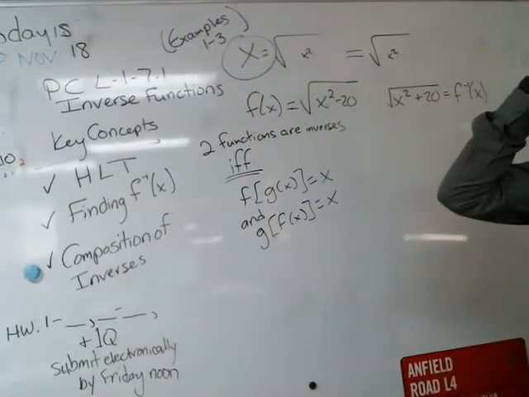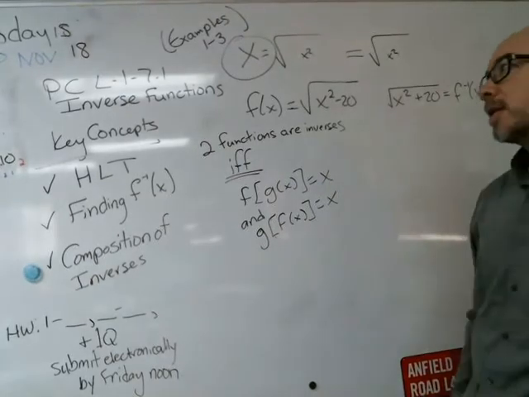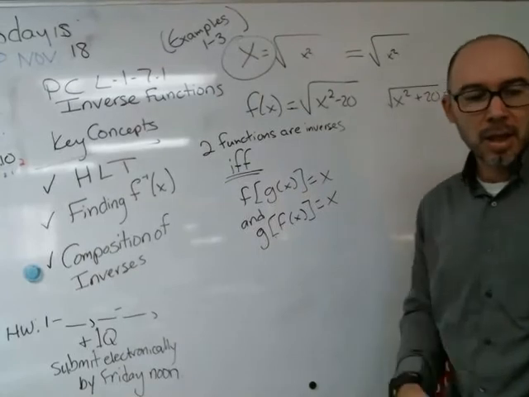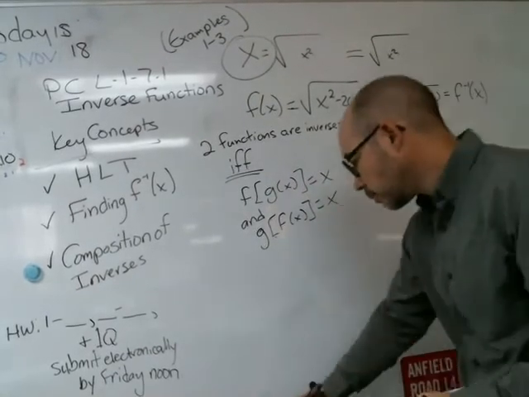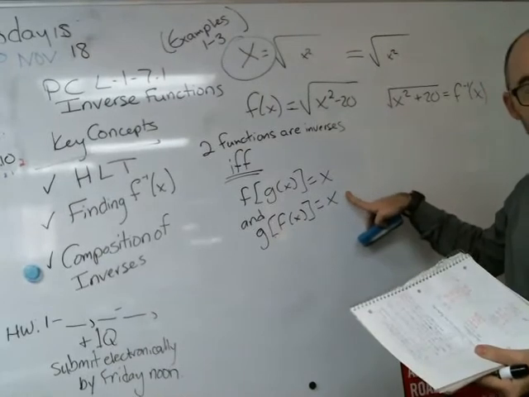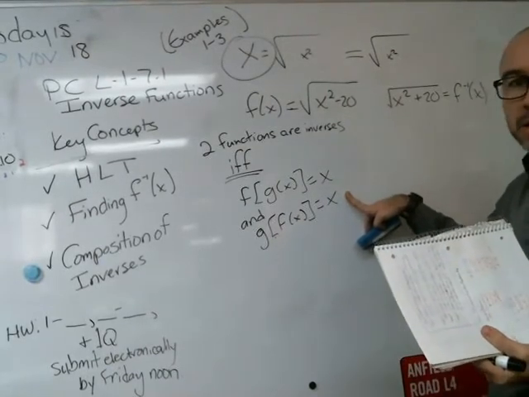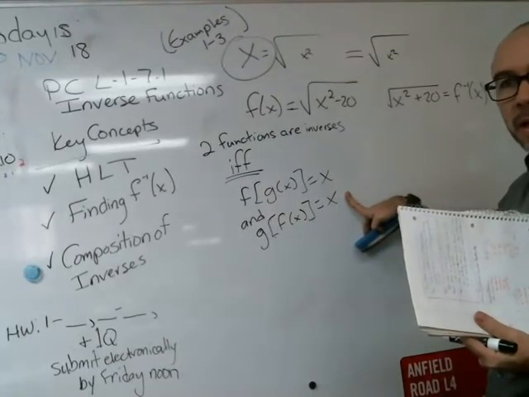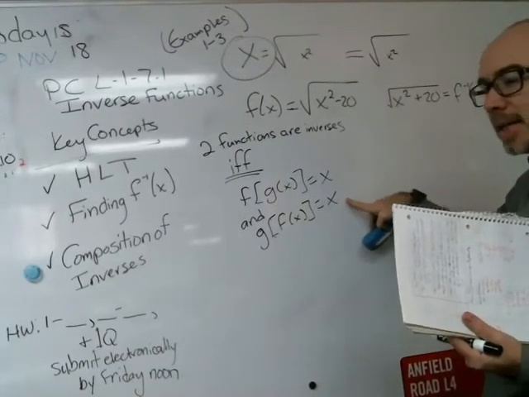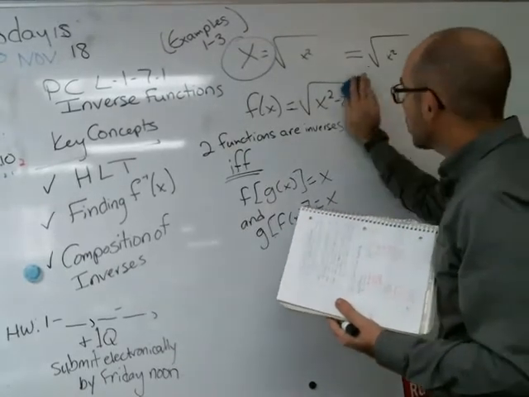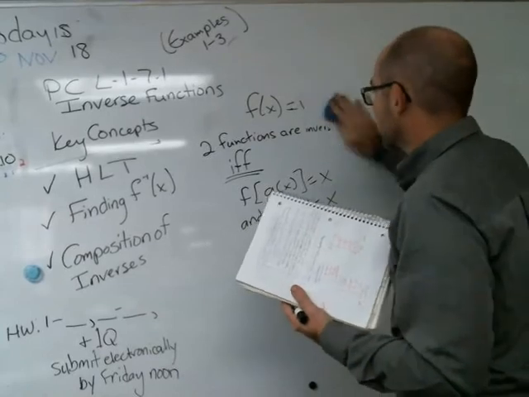Both compositions get me to x, and that's like your test to make sure that your two equations are actually inverses of each other. Both of them have to work. You have to compose the two and get x. Similar to matrices: how do I know that putting two things together, I get the identity matrix? This is the identity function. f of x equals x is the identity function.